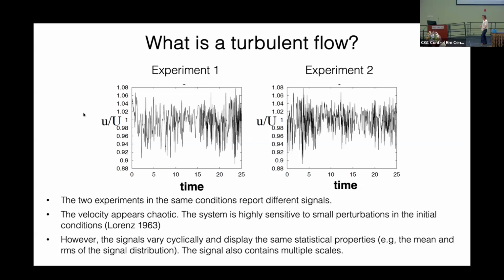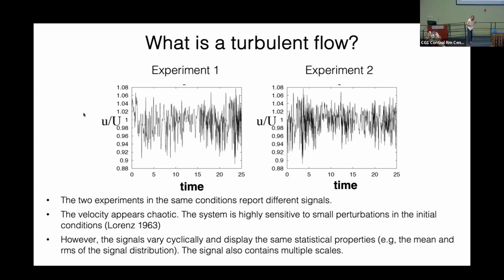So let me stop for a second here. This is in apparent contradiction with the fact that this system is governed by deterministic equations. So there was this kind of problem. How do you explain that? This system is described by the Navier-Stokes equation, and for given initial and boundary conditions, the system is deterministic.